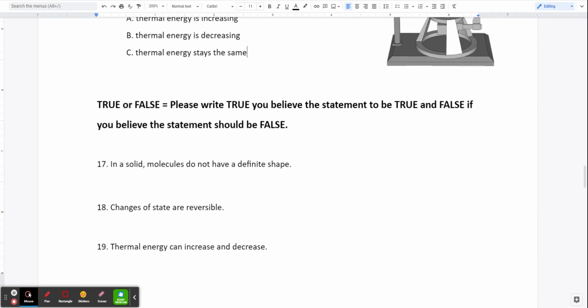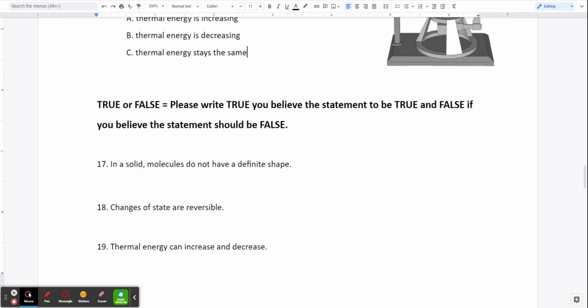All right, the next portion is true and false. So please write true if you believe each statement to be true, or write false if you believe that the statement should be false. So each of these numbers needs a true or false next to it. Let's start with number 17.